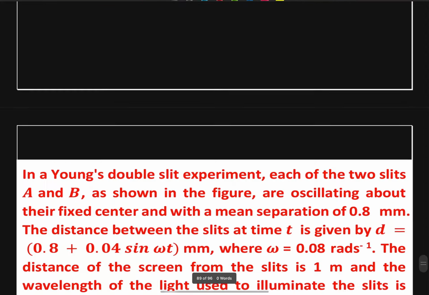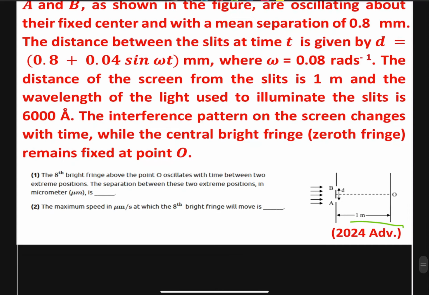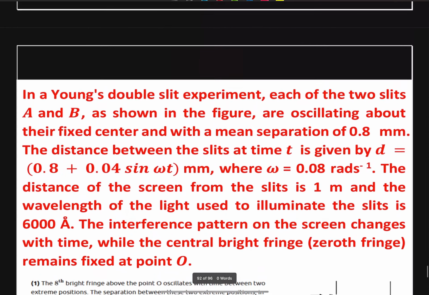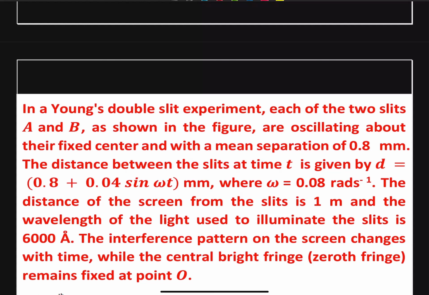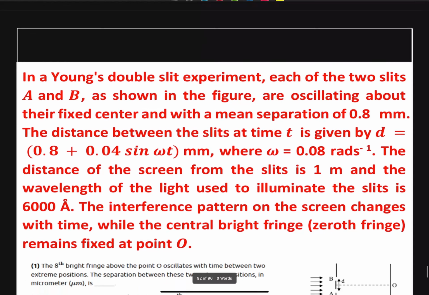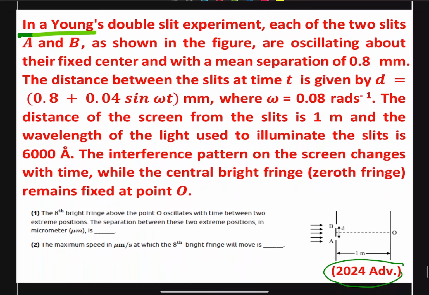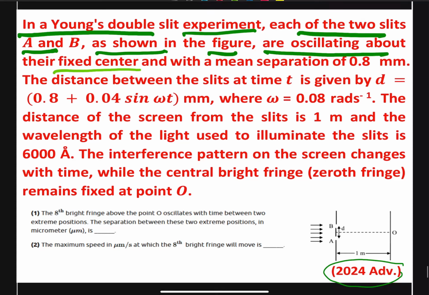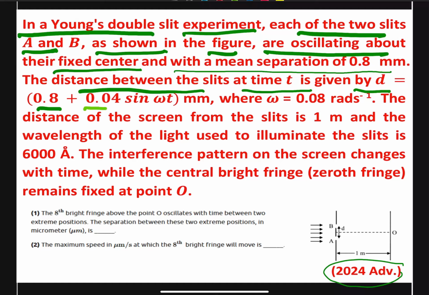Next question. It was also asked in the 2024 Advanced, and it states that in a Young's double slit experiment, each of the two slits A and B, as shown in the figure, are oscillating about their fixed center with a mean separation of 0.8 mm. The distance between the slits at time t is given by d is equal to 0.8 plus 0.08 sine of omega t millimeter, where omega is 0.08 radian per second.